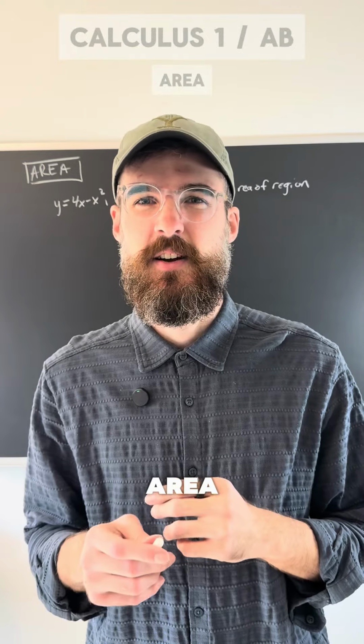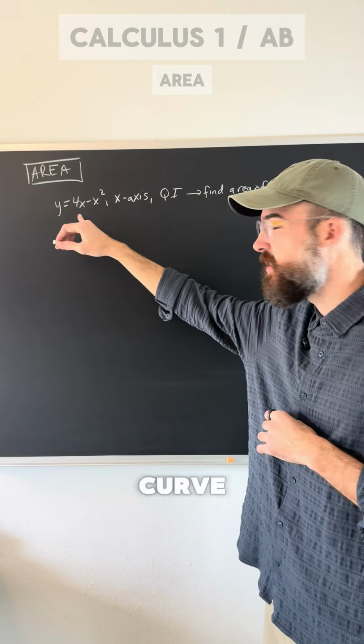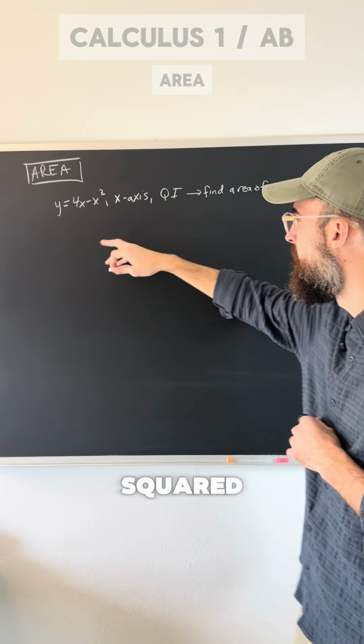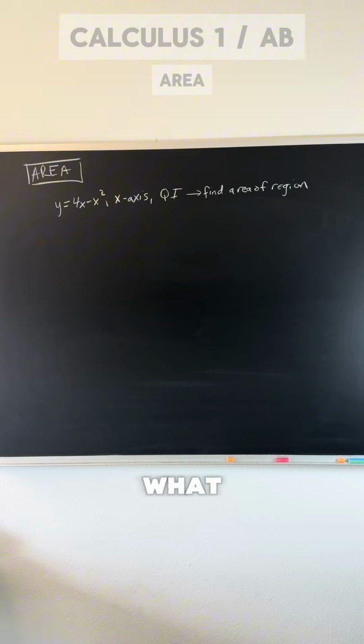Let's practice finding area. In this problem, we're being asked to find the area of the region that's bounded by the curve y equals 4x minus x squared, the x-axis, and in quadrant 1. To start out, I'll go ahead and draw a quick sketch of the region to try and understand what I'm actually finding the area of.